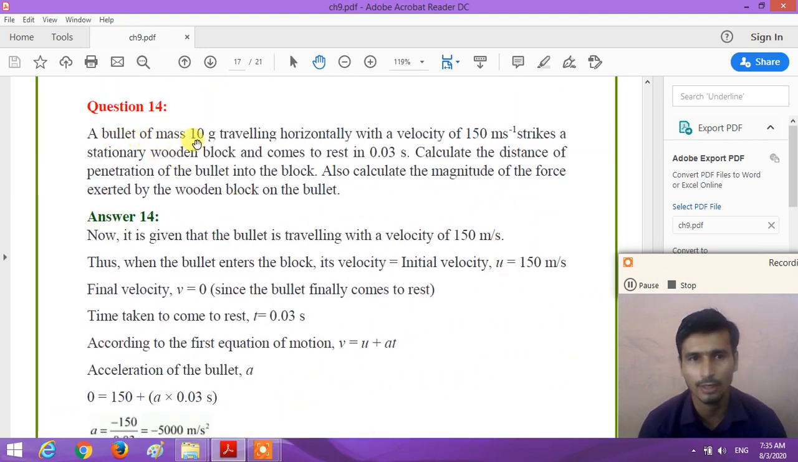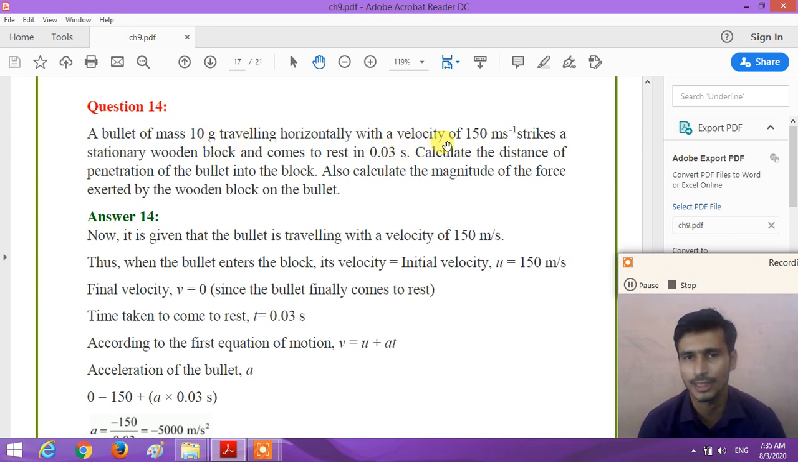A bullet of mass 10 gram, traveling horizontally with a velocity of 150 meter per second, strikes a stationary wooden block and comes to rest in 0.03 second. The mass of the bullet is given to you as 10 gram. We need to convert this into kilogram, right?